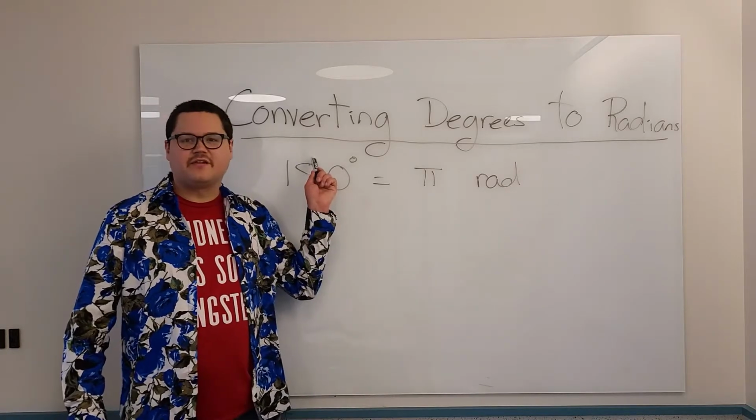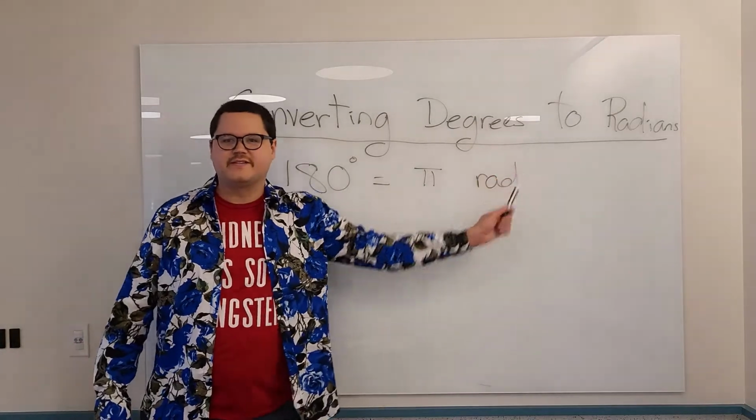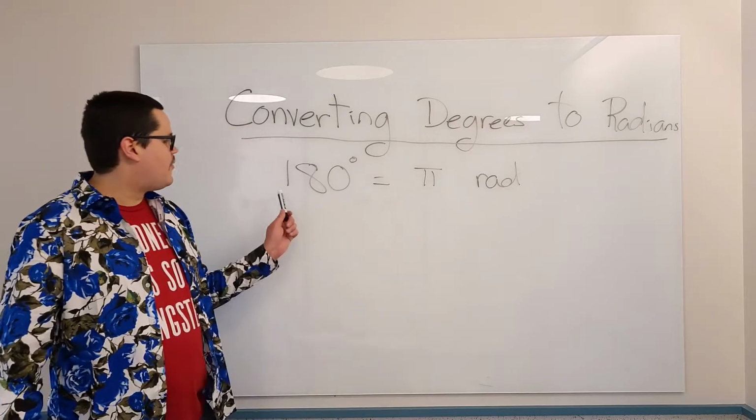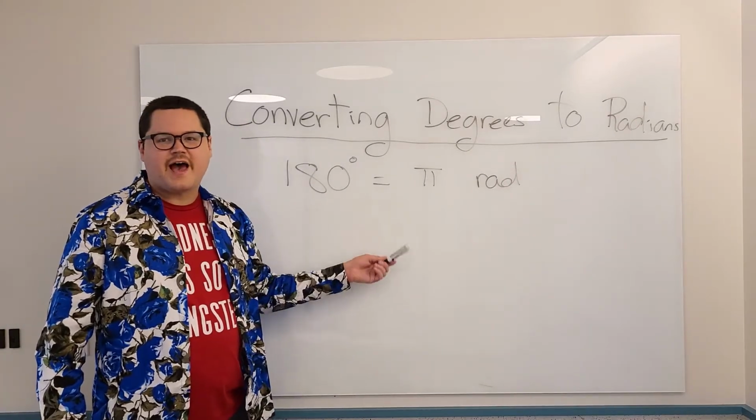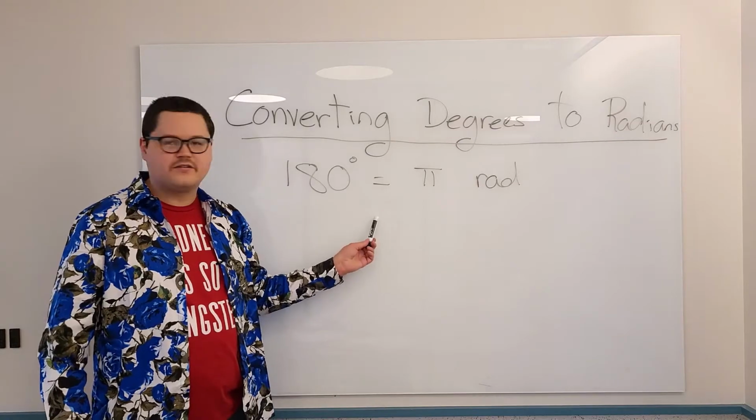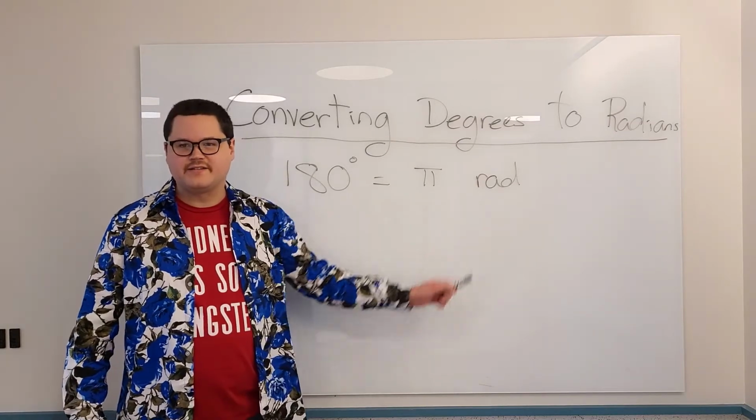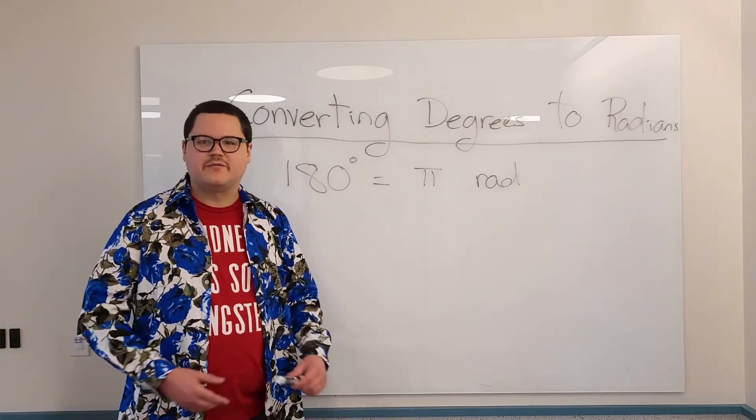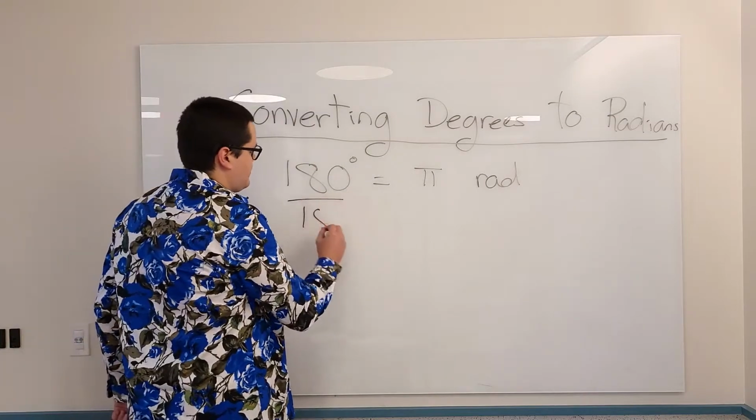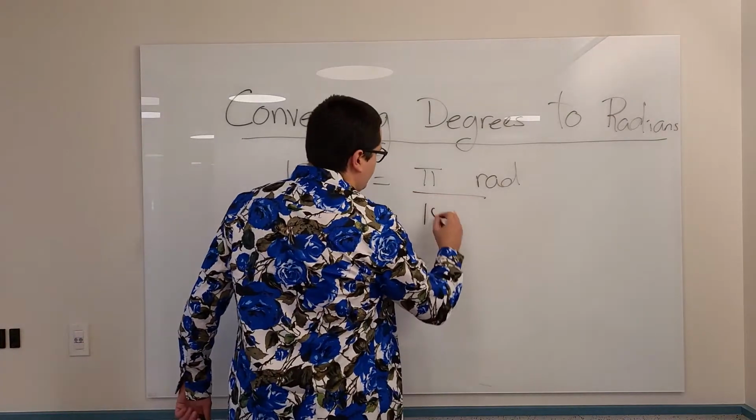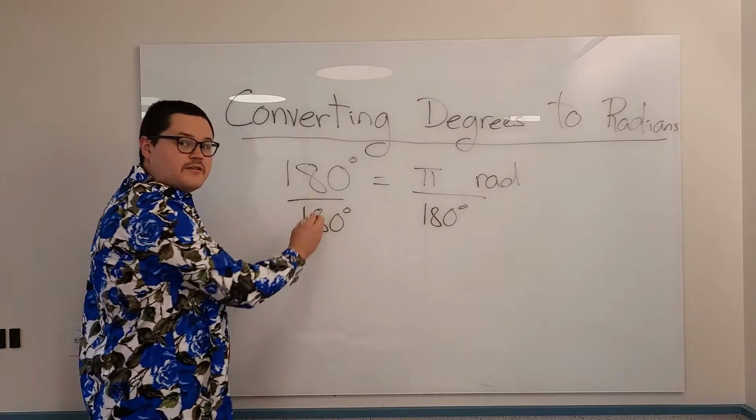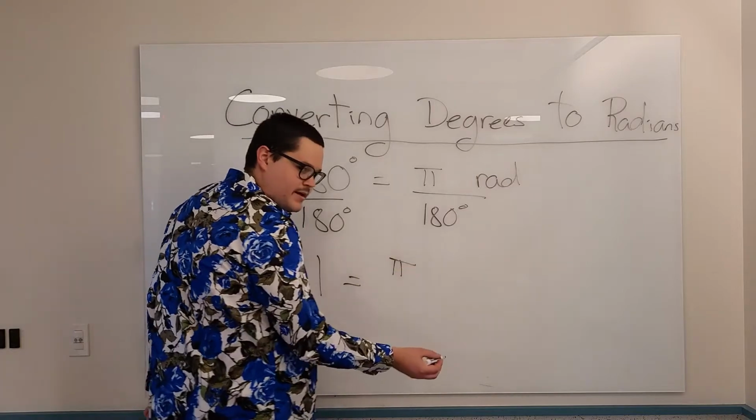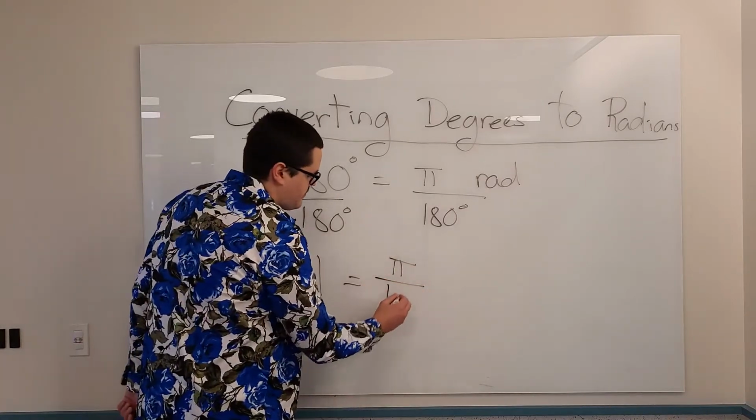Now for the general method of converting degrees to radians. This begins with a simple observation, which we've already seen. 180 degrees is half the circumference of a unit circle, so that's pi radians. Let's divide both sides of this equation by 180 degrees and see what we get. Anything divided by itself is 1. So we get 1 equals pi, you don't have to write radians, over 180 degrees.